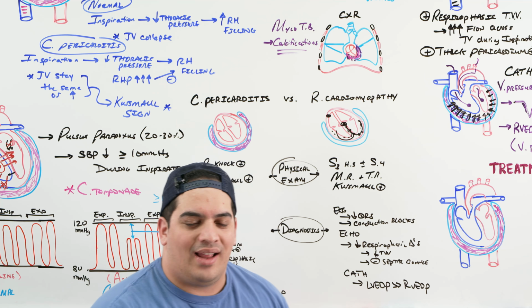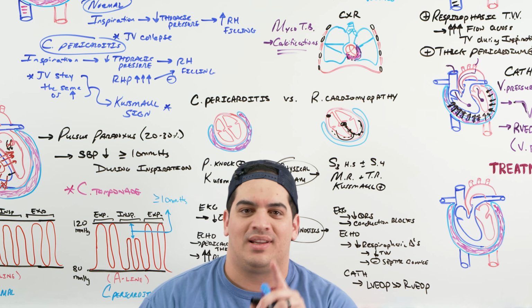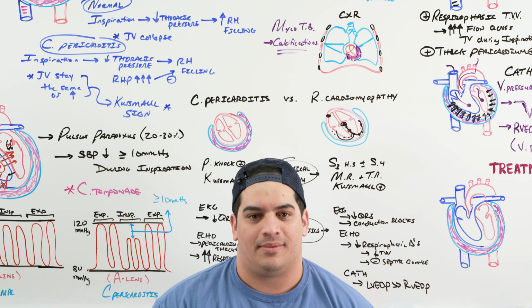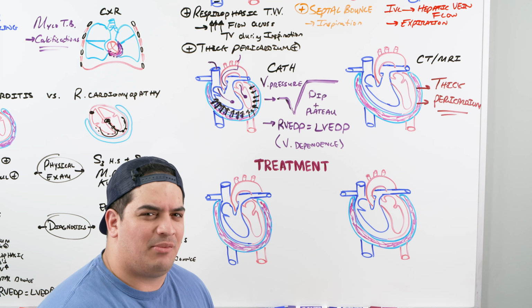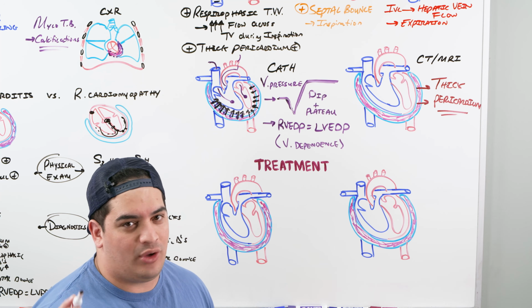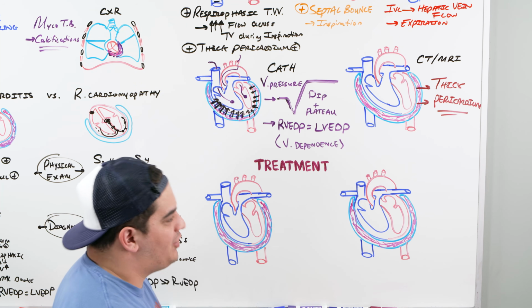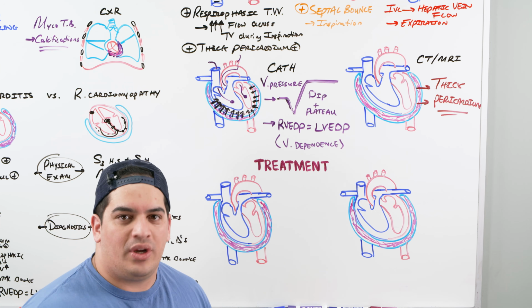My friends, we finished that. Let's hit it home with 2 quick treatments of constrictive pericarditis. All right, so how do we treat these patients with constrictive pericarditis? Well, there's one real definitive treatment. That's what we'll talk about. But until we actually get the definitive treatment, you want to treat their symptoms.